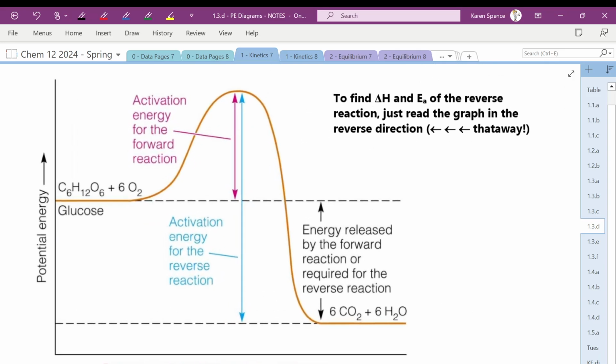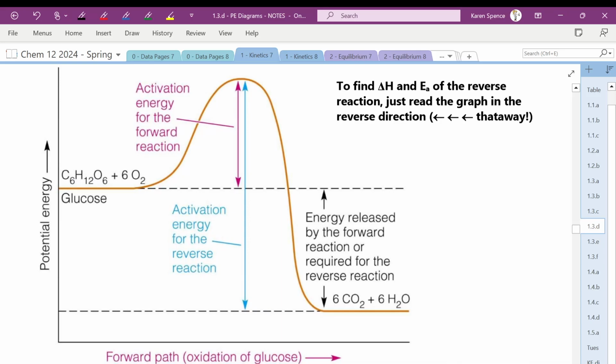So here we've drawn them all on, this is like without doing the reversing. Here we have the activation energy for the forward reaction in pink, activation energy for the reverse reaction in blue. Here is our delta H. Let's label our delta H forward. And our delta H reversed. Is that good? Okay.